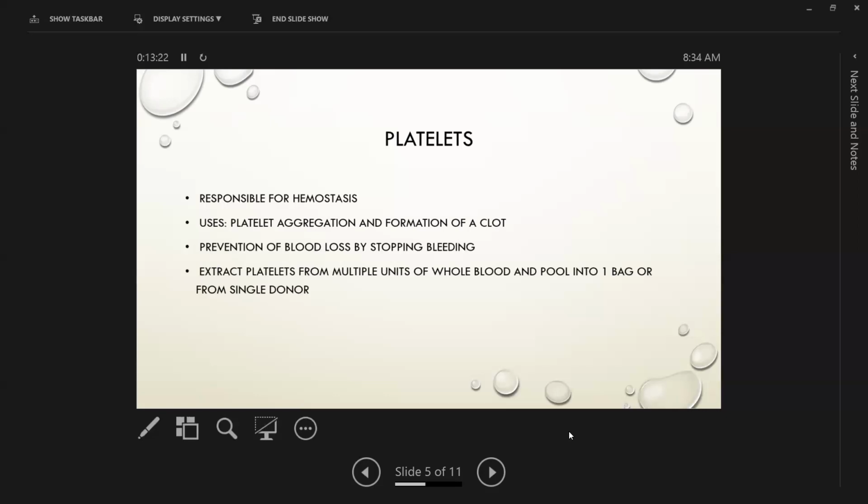When they do platelets, they can extract platelets from multiple units of whole blood and pool it into one bag or from a single donor. So whenever people donate blood, they can spin them down and say, okay, all of these platelets are AB positive. And so I'm going to pull these platelets and these platelets and these platelets, and I'm going to stuff them all in one big bag, and they all go together. Or they can get it from a single donor.